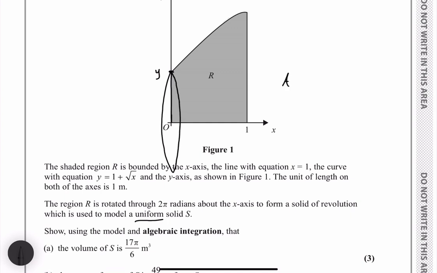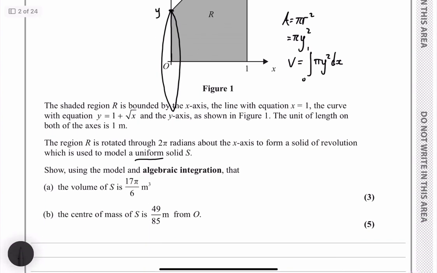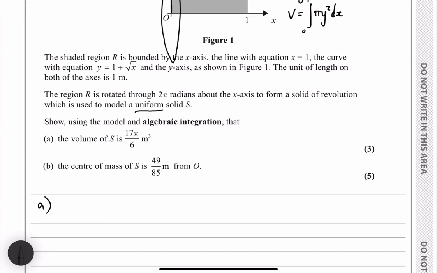The area of that disk, pi r squared, is pi times y squared, because y is the radius of that disk. And then to get the volume, we are going to sum up all of those disks from 0 to 1. So we've got pi y squared dx, where delta x is the infinitesimal width of each cylindrical disk going along from 0 to 1. So that's the formula we need to use for part A. V is equal to the integral from 0 to 1 of pi y squared dx.